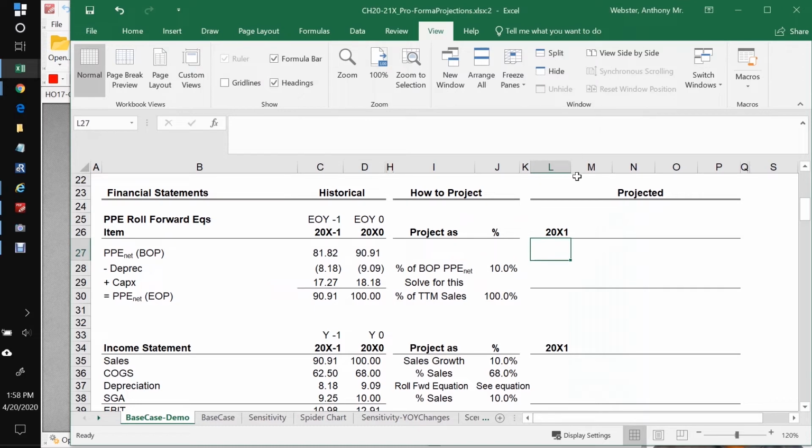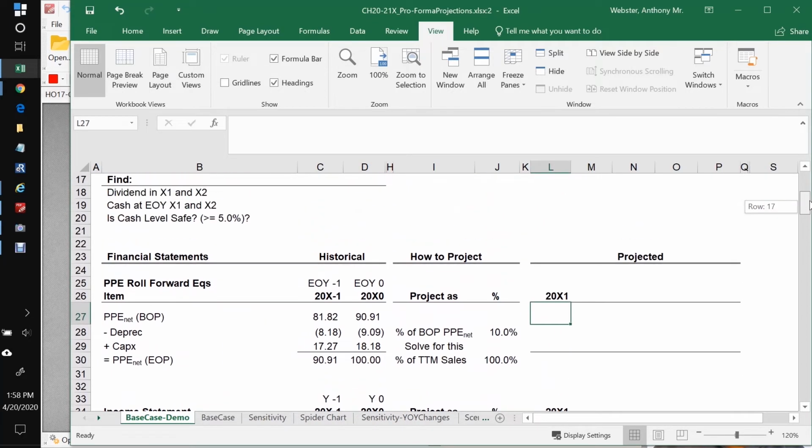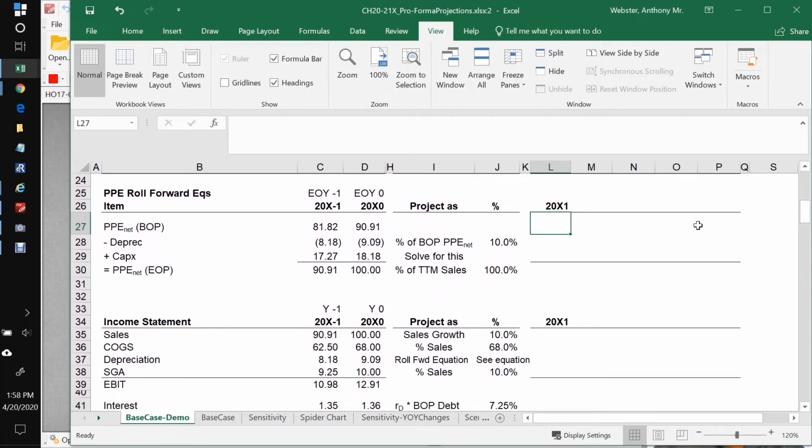So I'm going to jump now to this spreadsheet, and this is posted for you as well as the PDF file. And let's go ahead and just fill in all the projected numbers for 20x1, the first year that we want to project. So again, we're going to start with our PPE roll forward, then do the income statement, then do our equity roll forward, and then finish up with the balance sheet. So let's go ahead and do this.